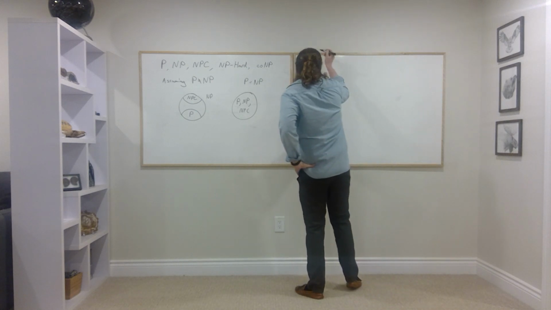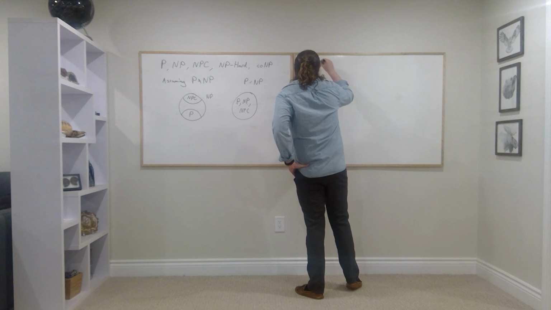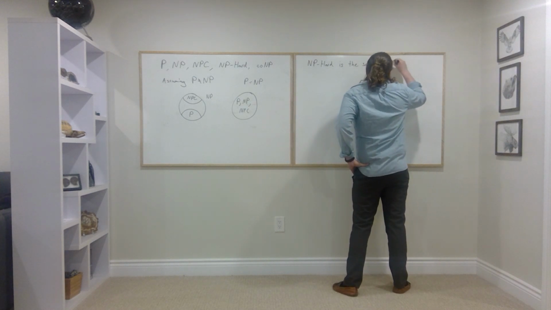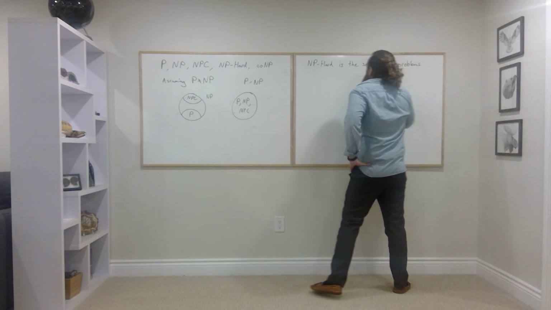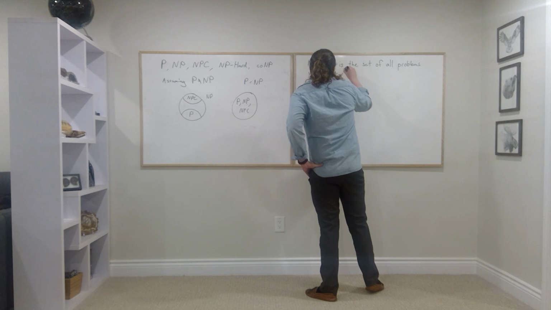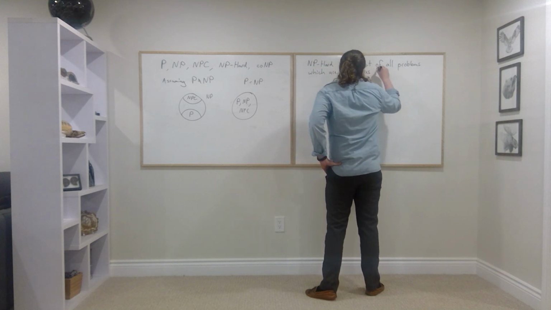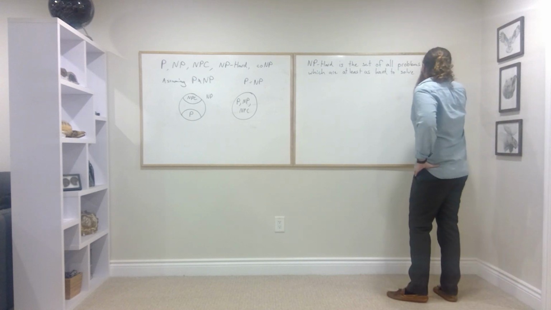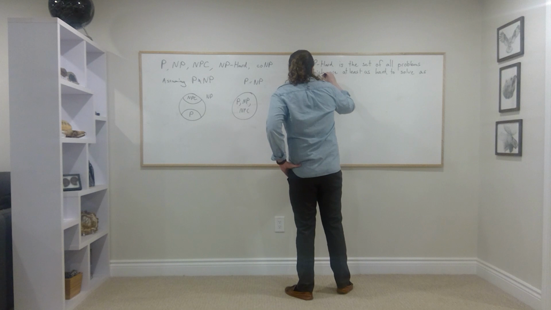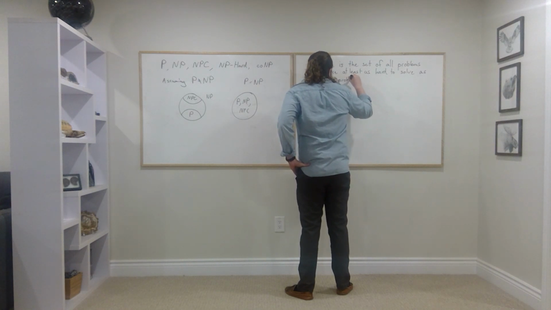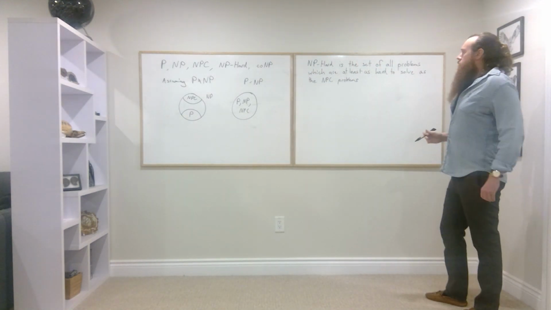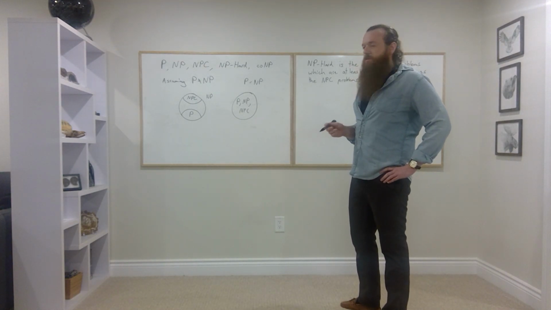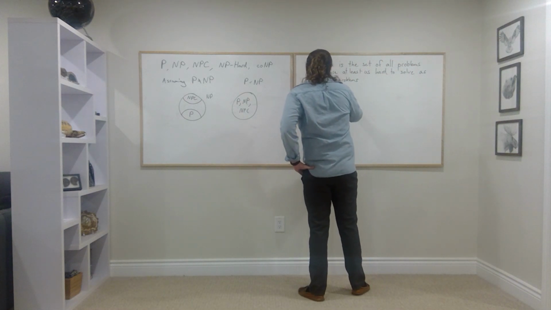Well, informally, so this isn't the formal definition, NP hard is the set of all problems which are at least as hard to solve as the NP complete problems. So it's the set of all problems that are at least as hard to solve as the NP complete problems. Okay, so what's the formal definition? Well, A is an element of NP hard.